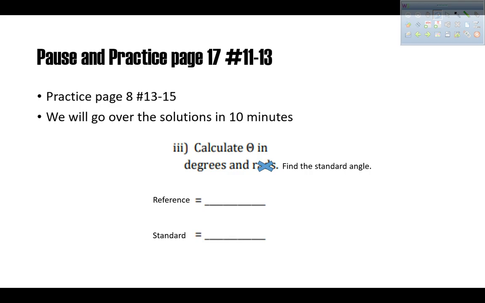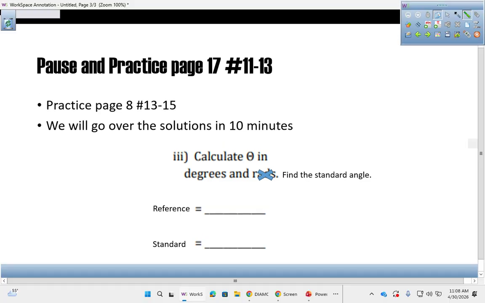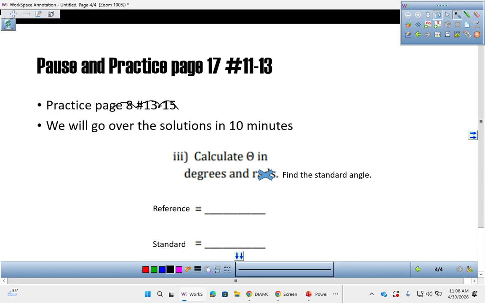Now, your directions say calculate theta in degrees and radians. I'm crossing off the radians. I don't care if you can calculate the angle in radians. I want you to calculate the angle in degrees and find the standard angle. So you'll have a reference angle and a standard angle at the end like we did. So those two blanks, one will be the reference angle, one will be the standard angle. So I just changed the format a little bit here. All right. So try these out. I will post the answers towards the end of class. It's not this one. It's page 17, 11 through 13.